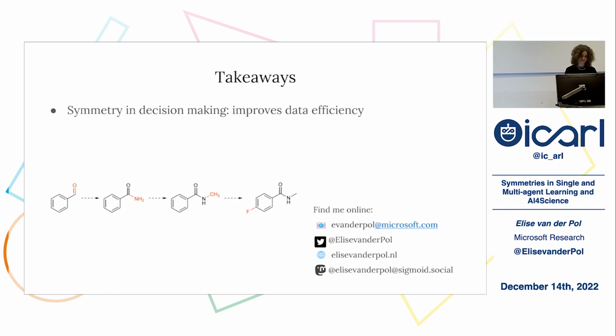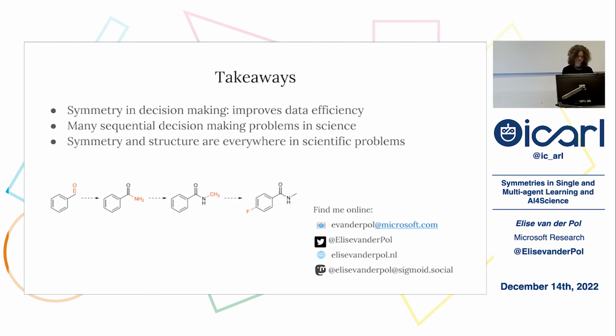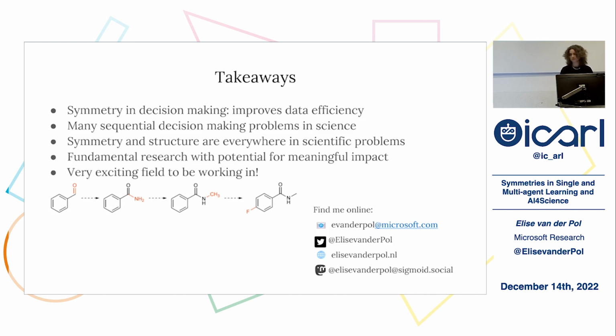Takeaways, I'm almost done. We talked about symmetry in decision making. This improves data efficiency for decision making problems, and there are many such problems in science. Symmetry and structure are also everywhere in science. So this seems to me like a match made in heaven. AI4Science, I think, is a fundamental research field with a potential for some meaningful impact, which makes it very exciting for me to be working in.